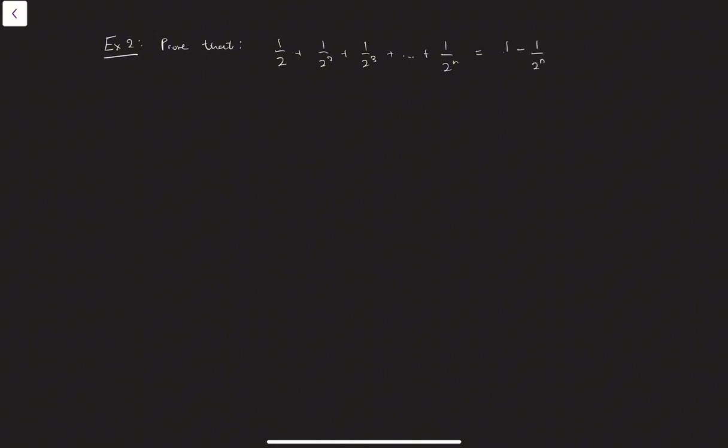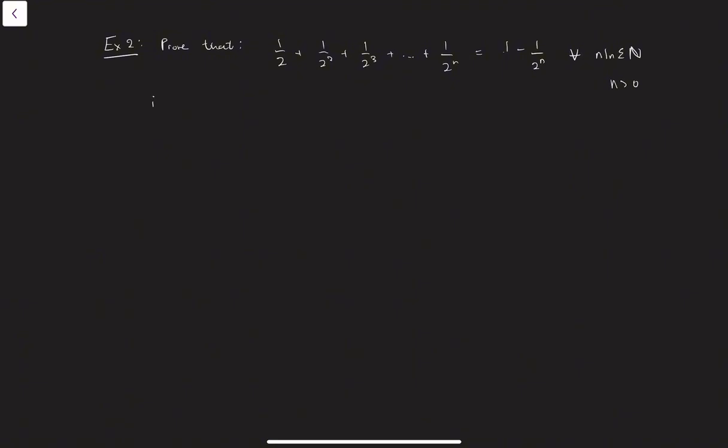For the next example, example 2, prove the following statement: 1 over 2 plus 1 over 2 squared plus 1 over 2 cubed plus and so on up to 1 over 2 to the n needs to equal 1 minus 1 over 2 raised to the n. This is true for all n, where n is an element of the natural numbers, meaning n greater than 0. Cool.